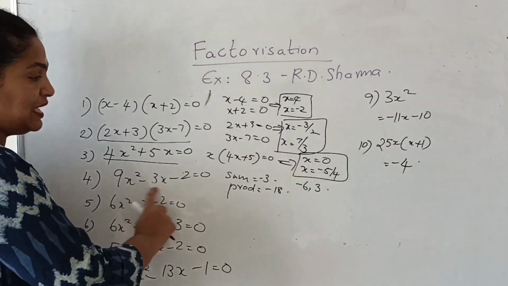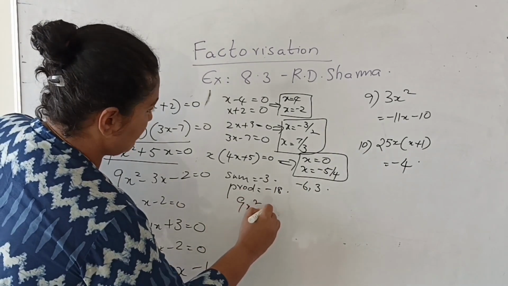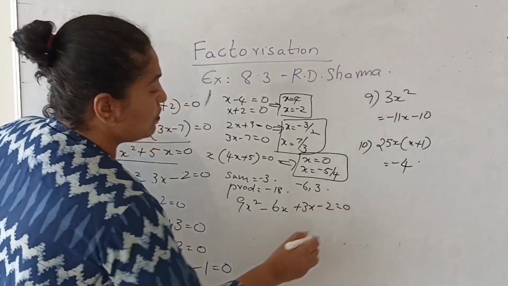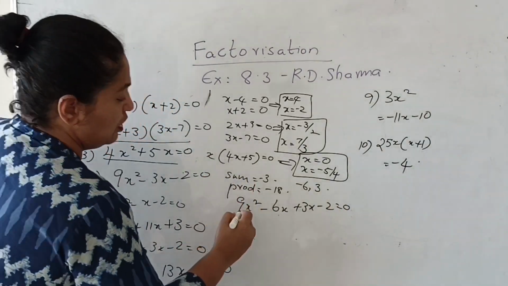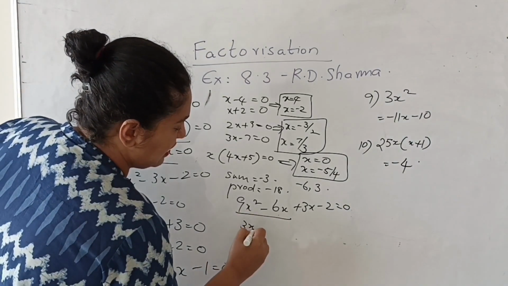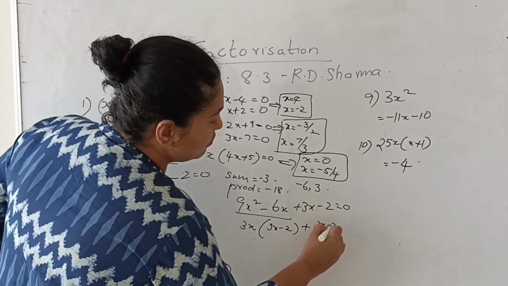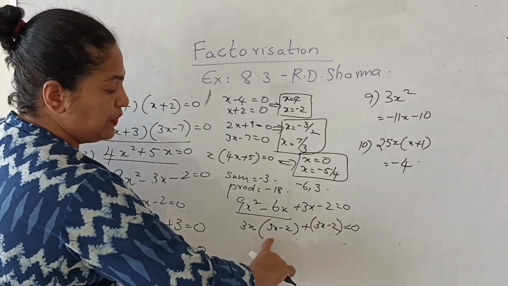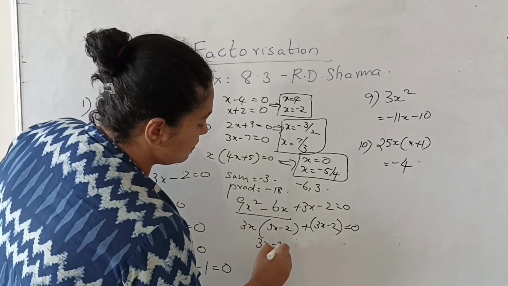So you can split the middle term using these two numbers. You will get 9x square minus 6x plus 3x minus 2 is equal to 0. Take out the common factor from the first two terms and the last two terms. From these two, I can take out a 3x, thus giving 3x minus 2 plus. Now, the last two terms do not have anything in common. It's absolutely fine. Now, you can see 3x minus 2 is common in both the terms. You can take it out.